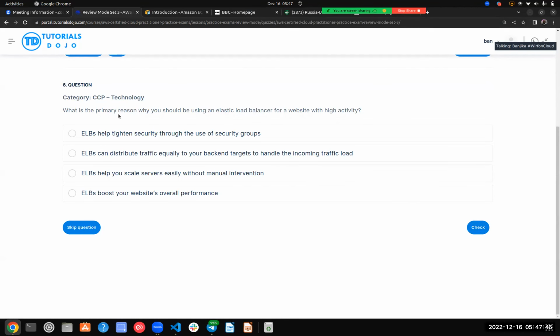This is for you, Manya. What is the primary reason why you should be using an elastic load balancer for a website with high activity? So what would be the primary reason to use an elastic load balancer for a website with high activity?